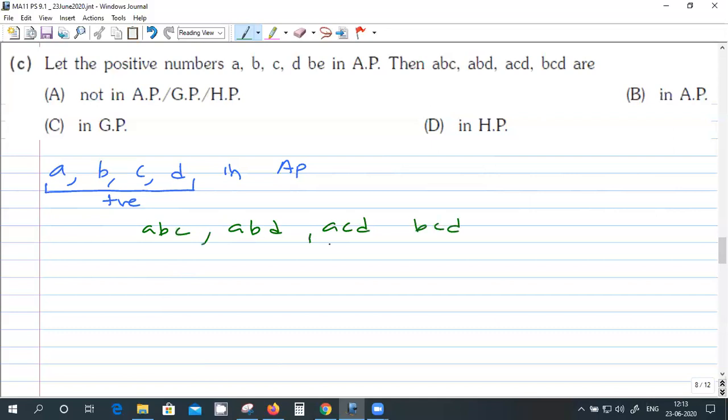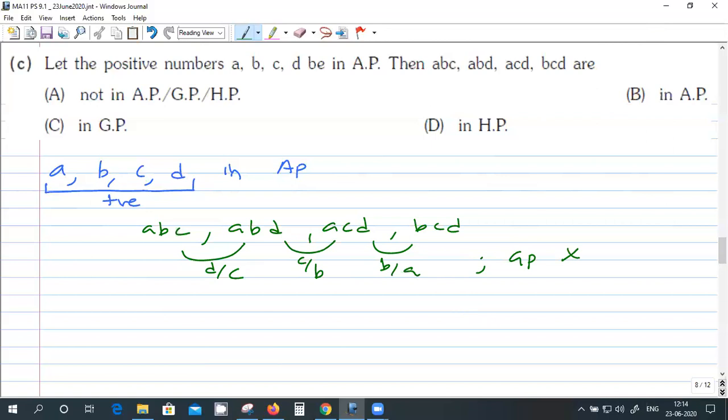So these are the four numbers, right? If you want to check whether they are in GP, you will take the ratio: D by C is the ratio of these two, C by B is the ratio of these two, and B by A is the ratio of these two. This is to check whether they are in GP. Since they are in arithmetic progression, the ratio will not be the same. So this is not true.